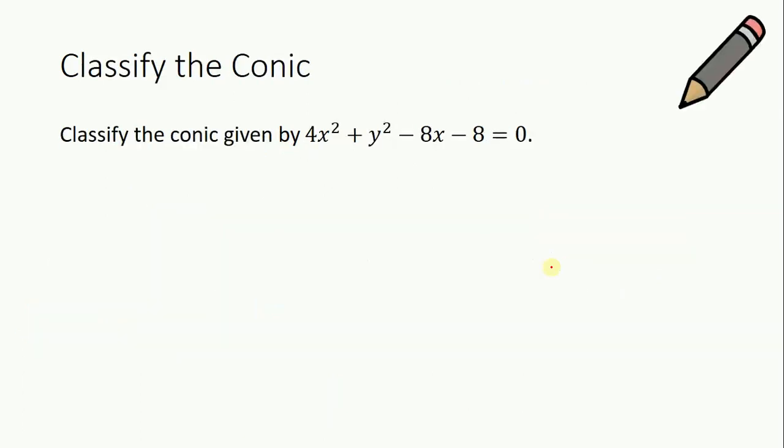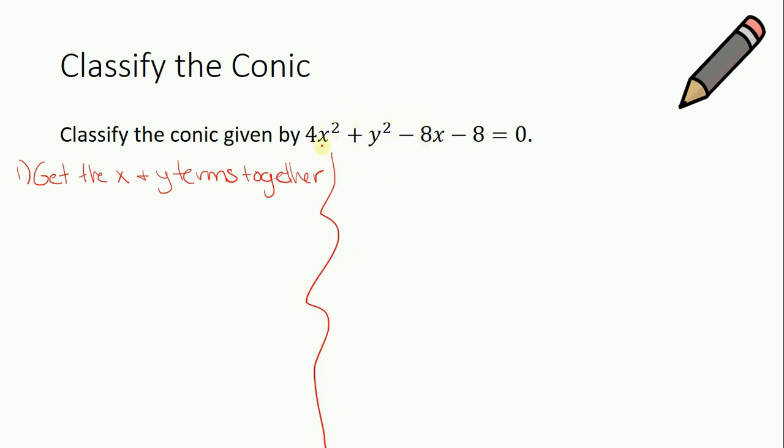I'm going to classify this conic given by 4x squared plus y squared minus 8x minus 8 equals 0. Here's the steps we're going to want to take. The first one, we're going to want to get the x and y terms together. So put all the x stuff by each other, all the y stuff by each other. So let's go ahead and just rearrange our equation. So I got 4x squared minus 8x plus y squared minus 8 still equals 0. So all I did is just took this negative 8x and plopped it right beside its x squared cousin.